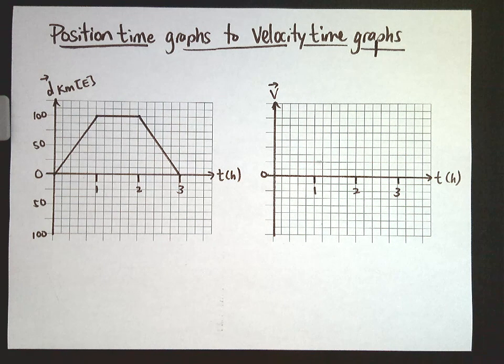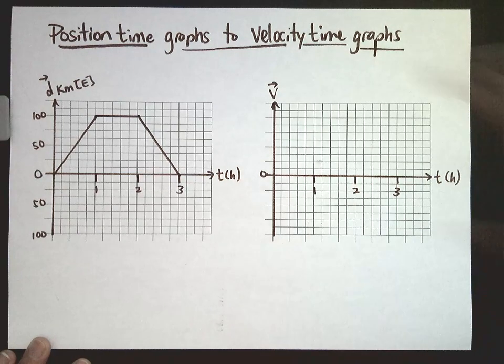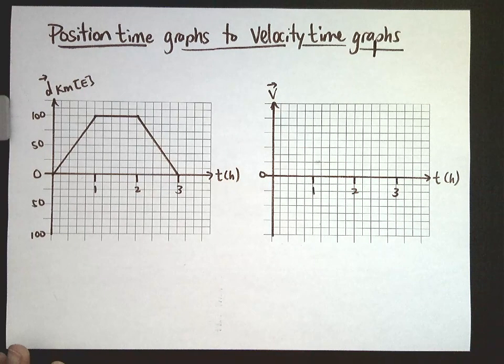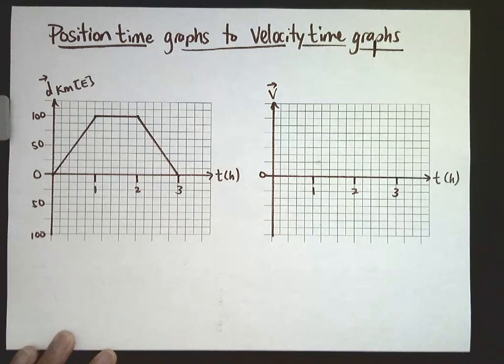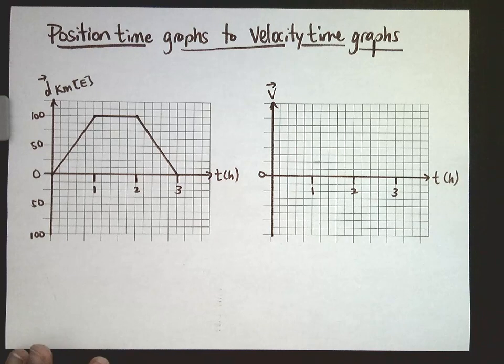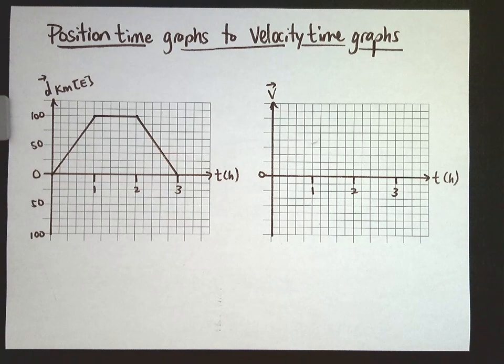Hello, today we're going to cover position time graphs and we're going to actually convert them to velocity time graphs. Right now I have two graphs set up. One of them is a completed position time graph and the other one is an empty velocity time graph, and I'm going to transfer all the information from the position time graph to the velocity time graph. All right, before we do that though, let's first figure out what's going on in this position time graph.